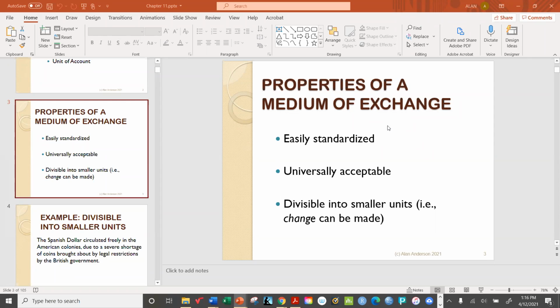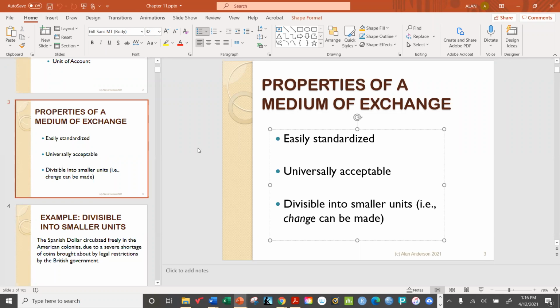But anyway, you would think this isn't such a big deal, but the medium of exchange has to be divisible into smaller units in order to make change. Now, this raises a very interesting historical story. In the colonial days of the United States, Britain was extremely angry with us for breaking away from them. And so they refused to allow us to buy gold or silver from them that we needed to make coins.